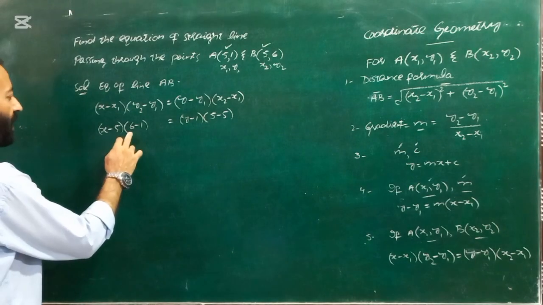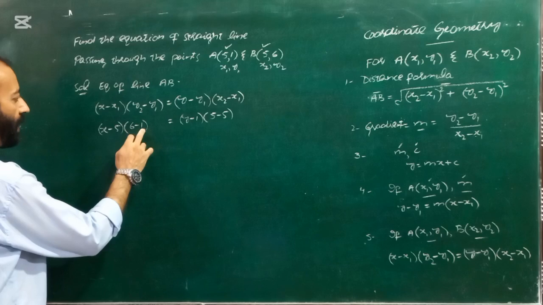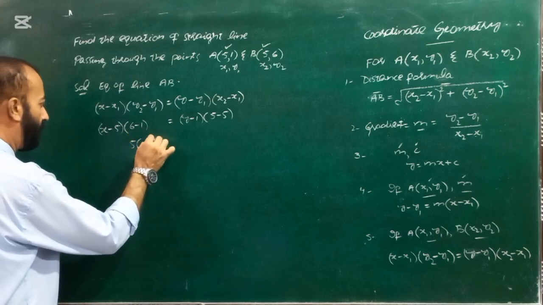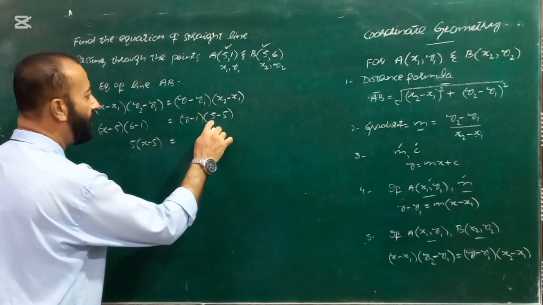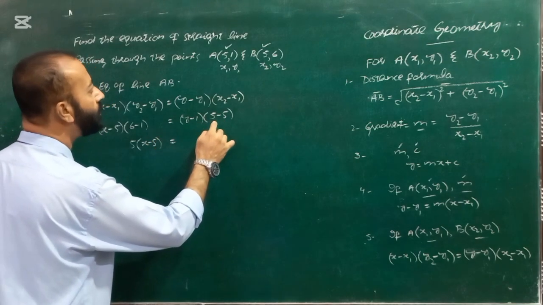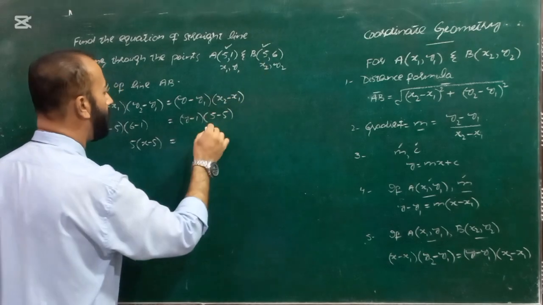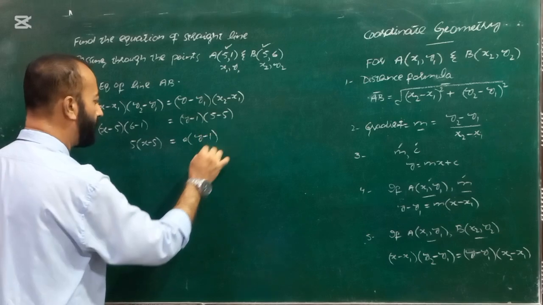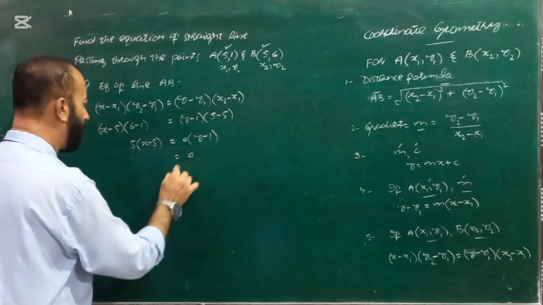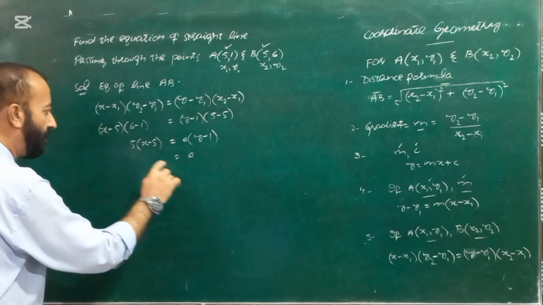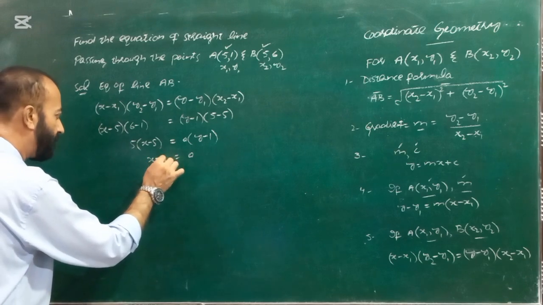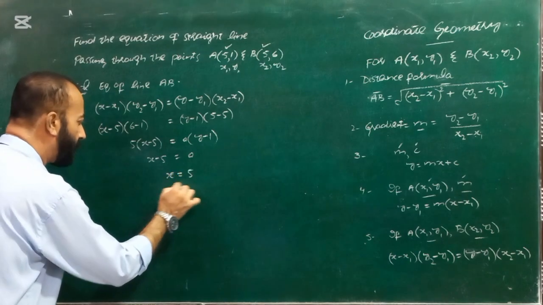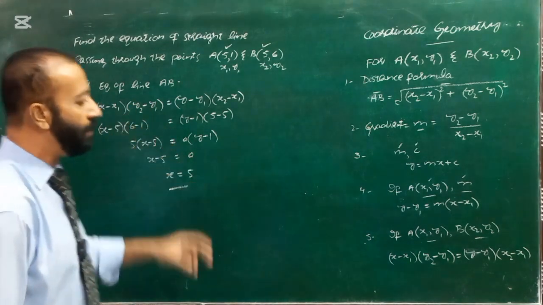So x minus 5 will remain as it is, and 6 minus 1 will be 5. So 5 into x minus 5. And on the right hand side, you are having 5 minus 5, 0. So 0 into y minus 1. So this whole factor will become 0. And from here you can see this 5 will go to the right hand side. So x minus 5 will be equal to 0. And from here x will be equal to 5. So this is the equation of the line AB.